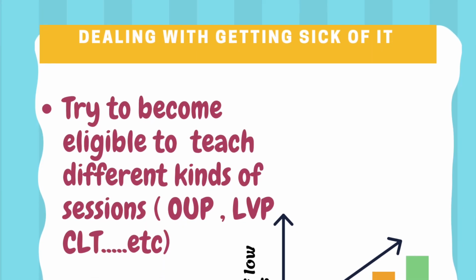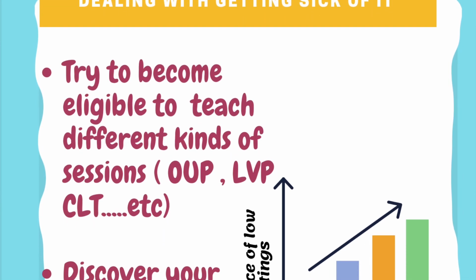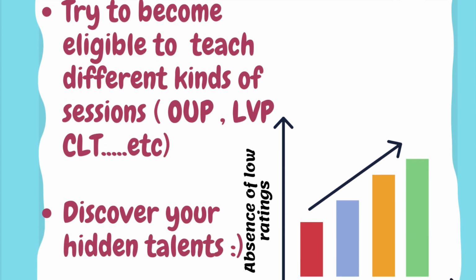I know we cannot choose the types of session that we work on, but if you're not eligible for a particular kind of session, then you should try to work hard to make yourself eligible. Try to message them to make yourself eligible. So instead of just teaching only 45-minute sessions, try to be eligible to teach OUP. Maybe you'll find yourself feeling better and actually performing better when you're teaching kids instead of teaching adults.